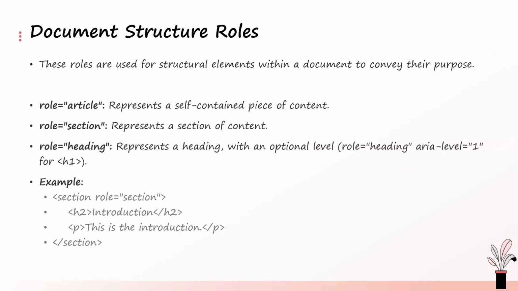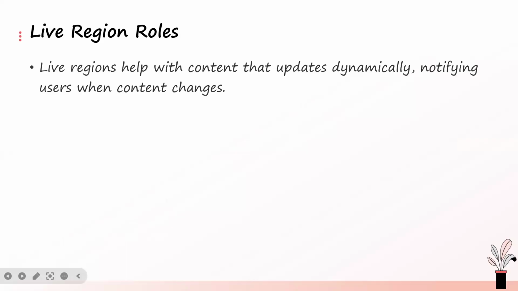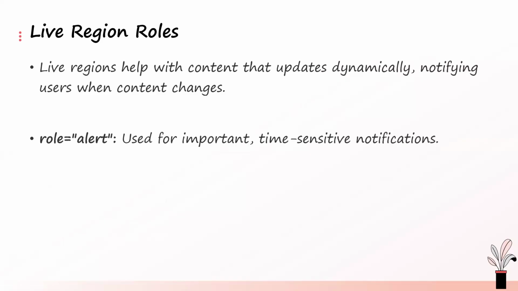So basically, you already know these things, but what we are trying to explain here is how do you use them? We have landmark roles, we have widget roles, we have document structure roles, okay? And we have live region roles. These live region roles help with content that updates dynamically, notifying users when content changes. So whenever you have any content that always changes, we use the live region roles. Alerts, when you say role is alert, it is used for important time-sensitive notifications. It means that this particular element will be changing. It will be updating, okay?